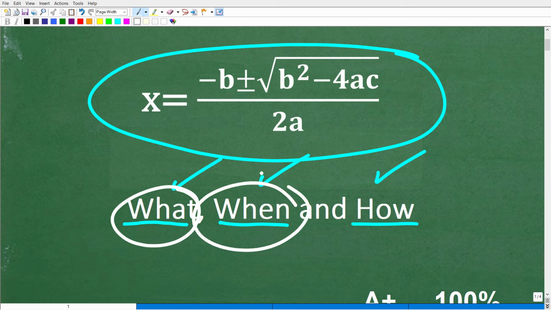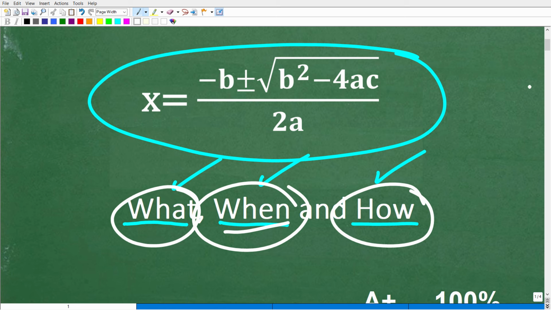Now, when do you use the quadratic formula? Well, basically, you typically only use this formula when all other methods to solve a quadratic equation fail, or you can't use other methods. Then your last resort is the quadratic formula. And how do you use this? Well, we're going to talk about that here in a second.